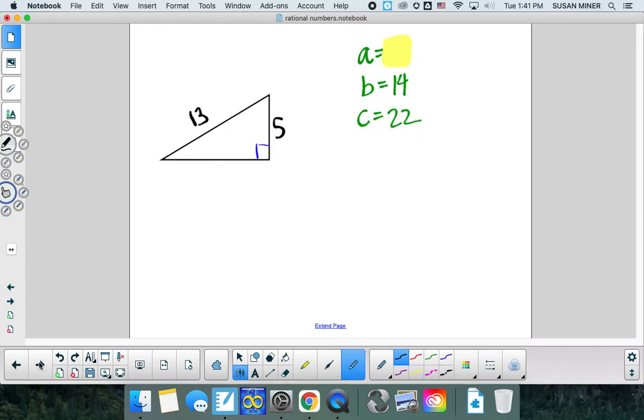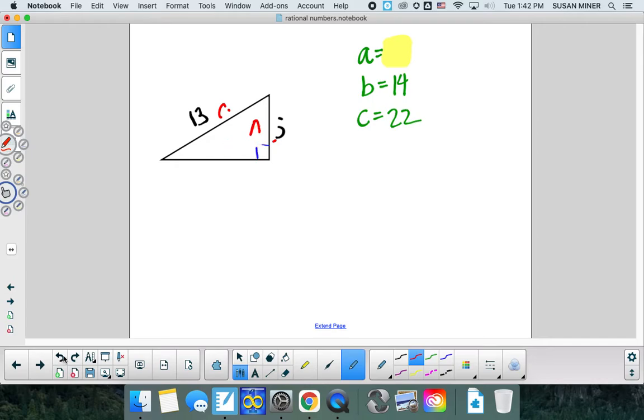Okay. So now, what if I don't have A and B? What if I have like A and C or B and C? Remember, my two side lengths that make up my right triangle are A and B, and it doesn't matter which one I label A or B, but the long diagonal is always labeled C. So let's change these, because this one's B and C over here. So let's change this and make that be A and this one be B.